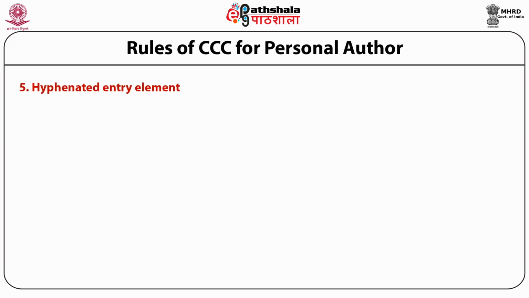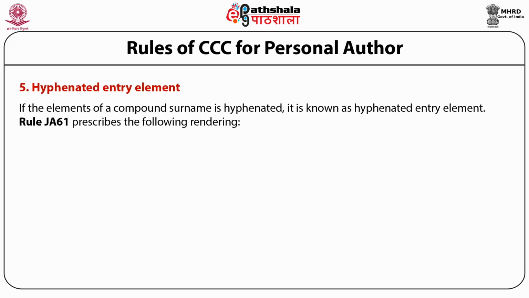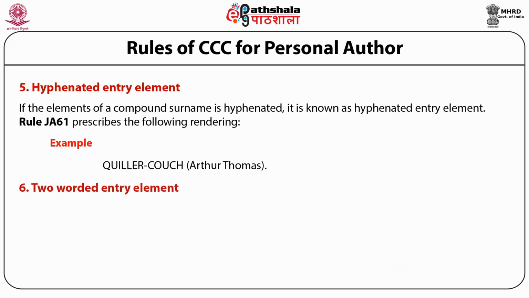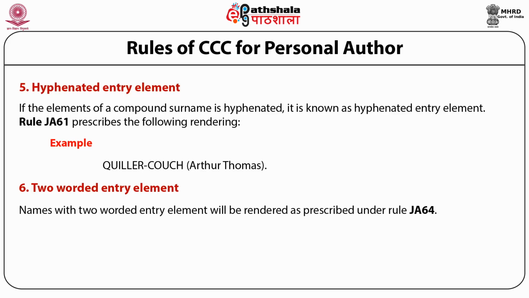Hyphenated entry element. If the elements of a compound surname are hyphenated, it is known as hyphenated entry element. Rule JA61 prescribes the following rendering. Example, Kühler-Coach, within bracket, Arthur Thomas. Two-worded entry element. Names with two-worded entry element will be rendered as prescribed under Rule JA64. For example, it will be rendered as Das Gupta, within bracket AK, within second bracket, 1915.